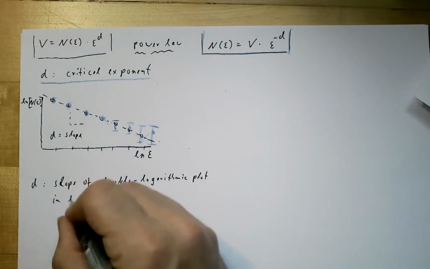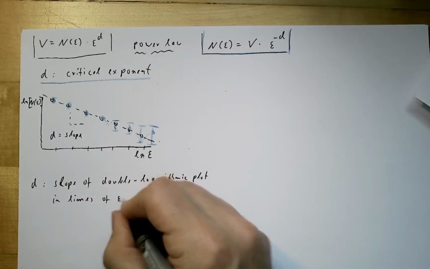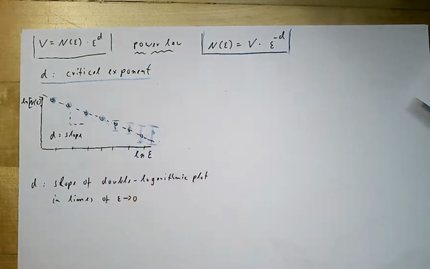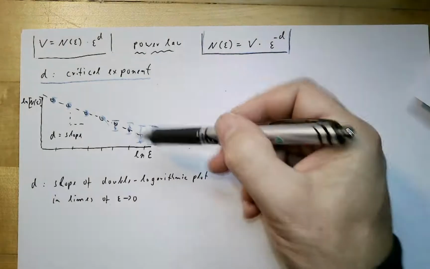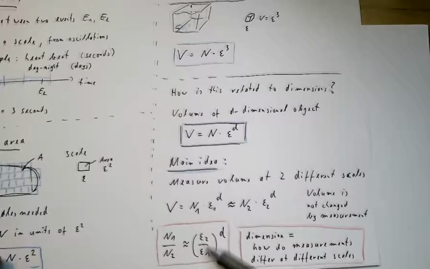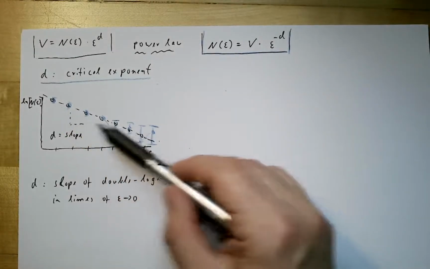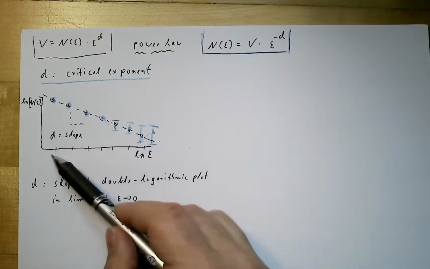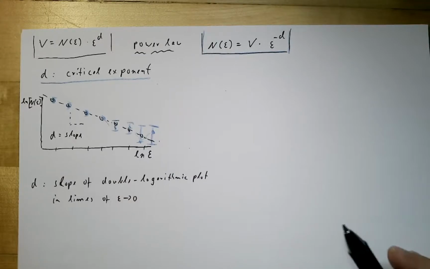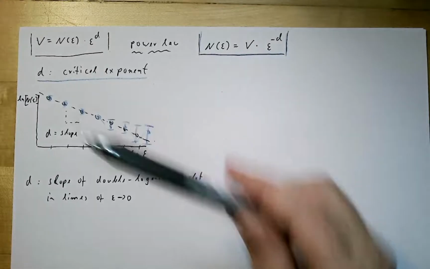But in the limit of epsilon goes to 0, we have to go to very small scales so that these measurement errors are not too big. And then we can measure at many different scales, not only as before at 2 scales. We measure with many scales, we look at the slope, we see how does our n increase when we reduce the scale, and this gives us a power law. So the concept of a dimension is related to a power law and a critical exponent.